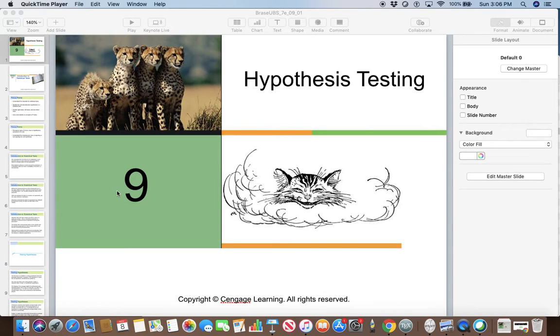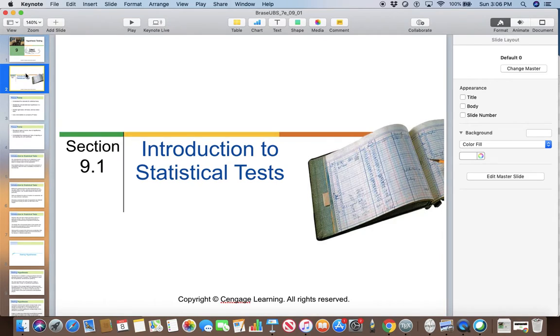Welcome back. Chapter 9 Hypothesis Testing. Section 9.1 Introduction to Statistical Tests.